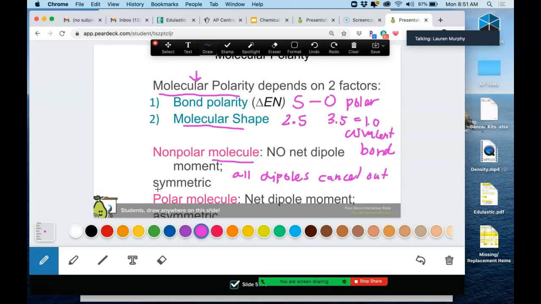Now this happens in general to symmetric molecules, and we'll talk about symmetry in a second. Now, if there is an overall dipole, like the dipoles don't cancel out, they call it a net dipole moment, okay? Then the whole entire molecule is called a polar molecule. So the bonds have to be polar, and then the shape also has to be polar. And those shapes are asymmetrical. Asymmetrical shapes are always polar. Now, again, we're going to talk about symmetry in terms of shape in just a second.